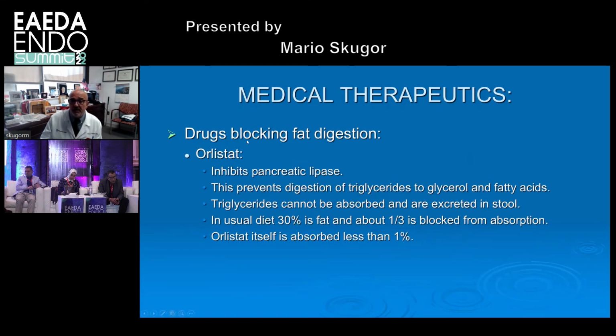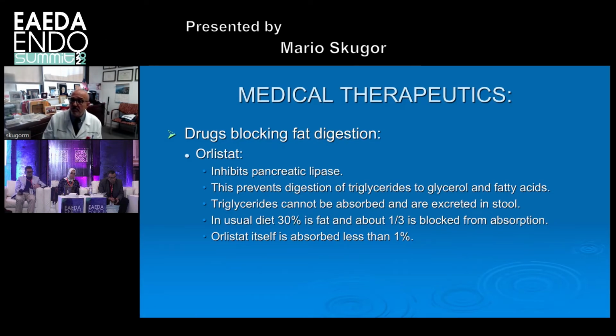Orlistat is the drug that is blocking fat digestion. It inhibits pancreatic lipase. This prevents the digestion of triglyceride to glycerol and fatty acids, so you cannot absorb them. So this could be excreted in the stool.